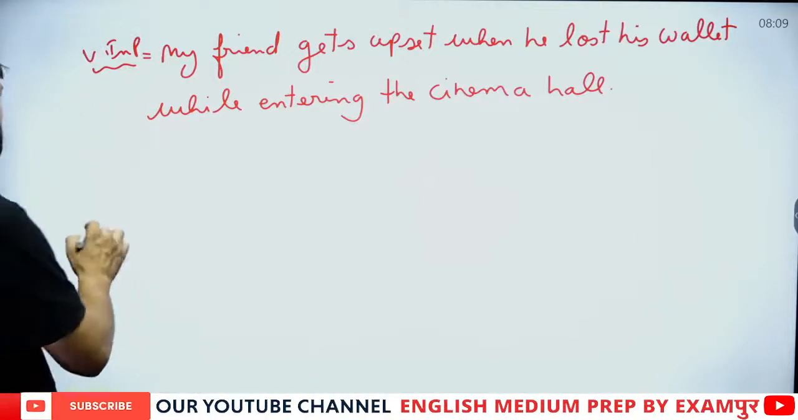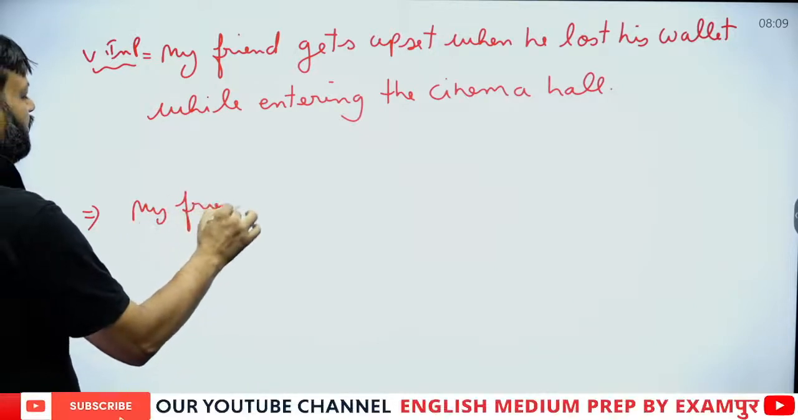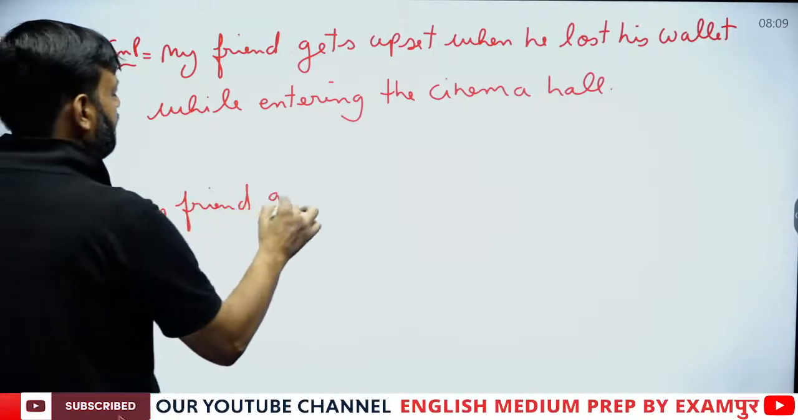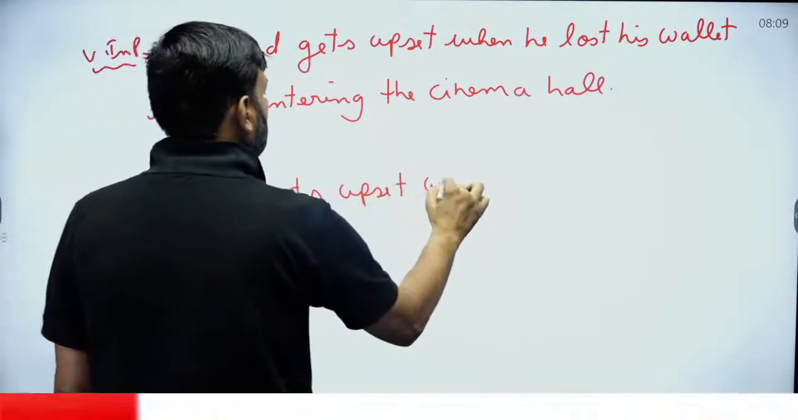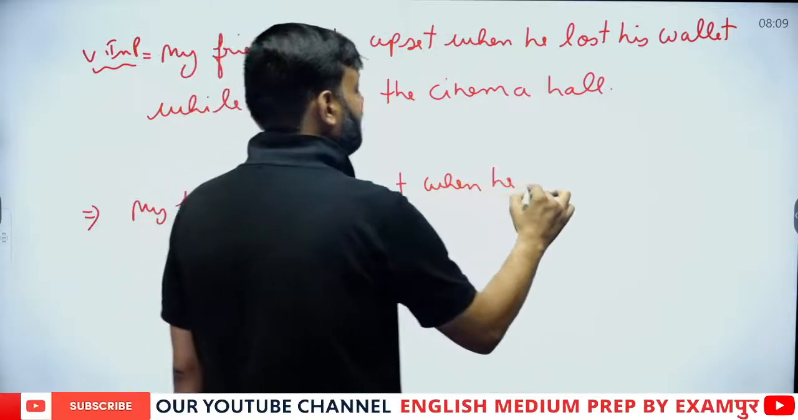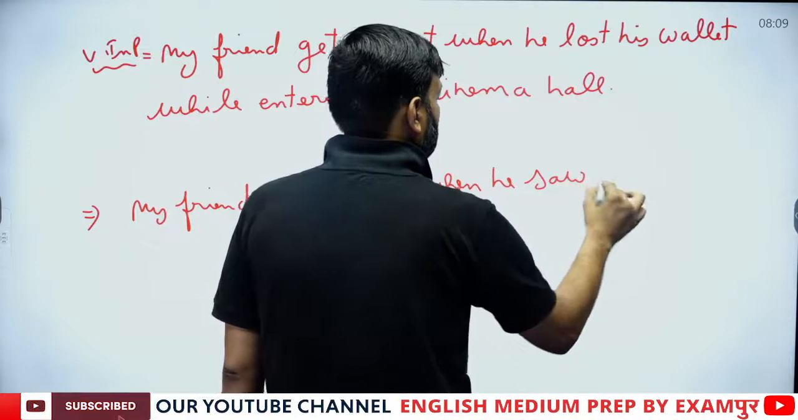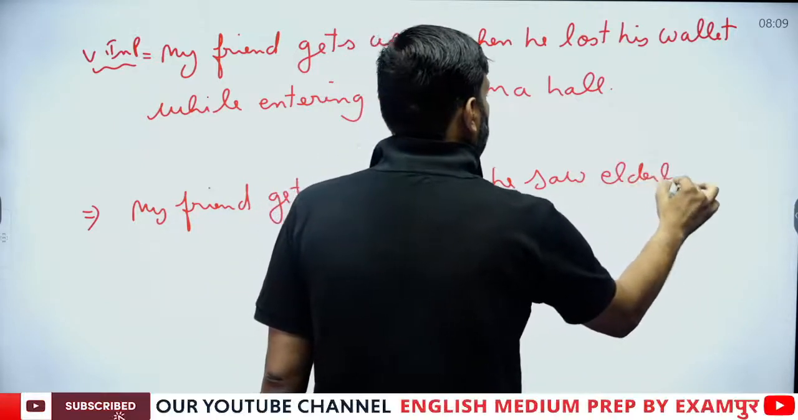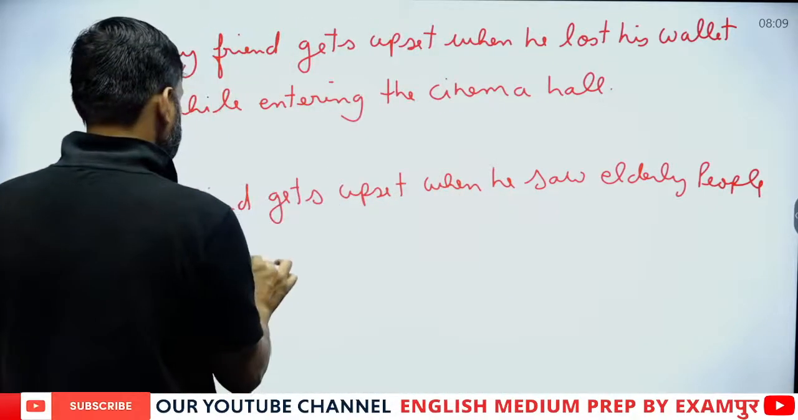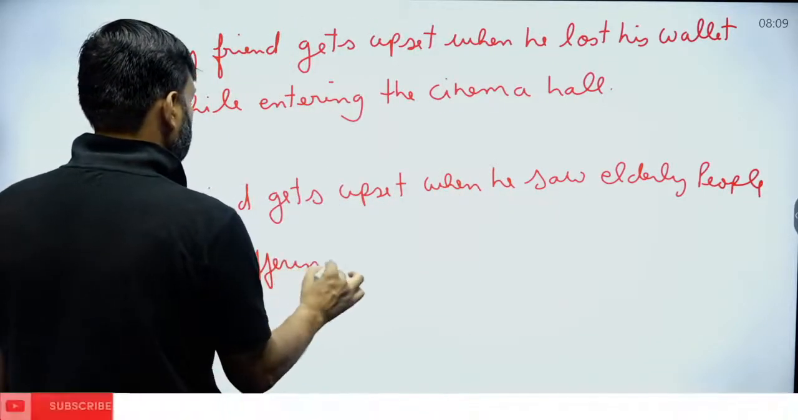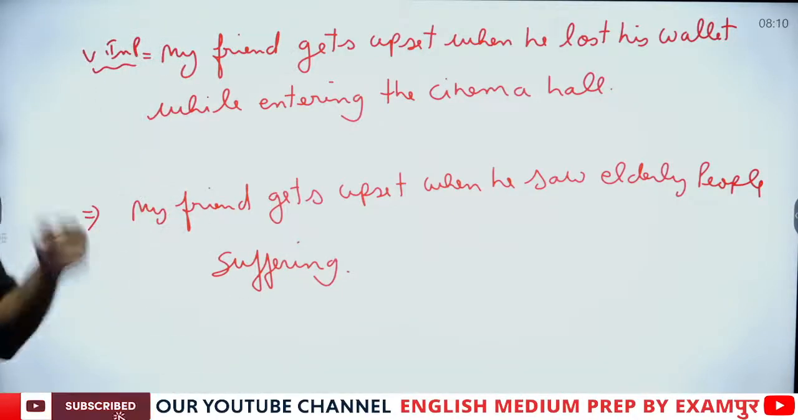Okay, and see one more question. My friend gets upset when he saw elderly people suffering. Okay, so here we have two sentences, right?